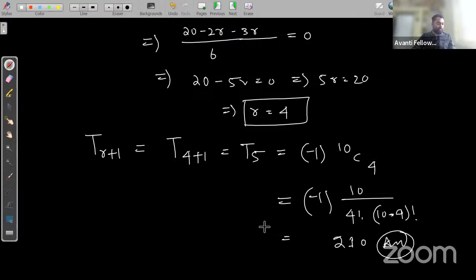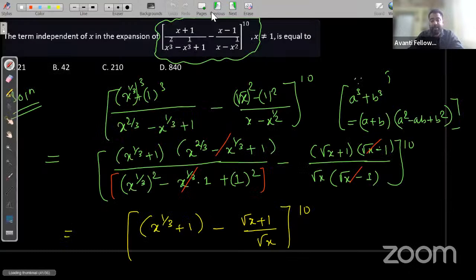Is it clear to everyone, guys? JNV Karimnagar and JNV Anam. This is a very good question. Maximum time in the examination, questions are coming from this concept. So the term independent of x in the expansion, we got the fifth term.